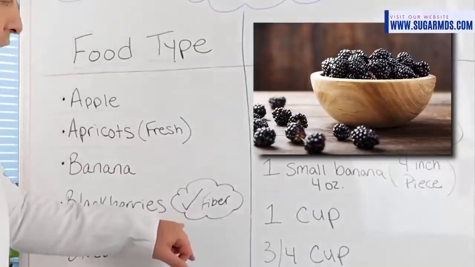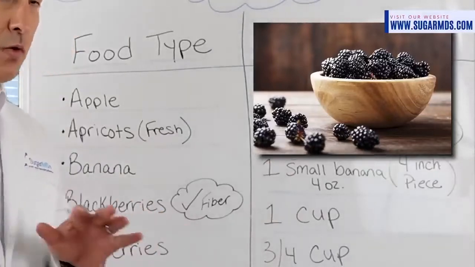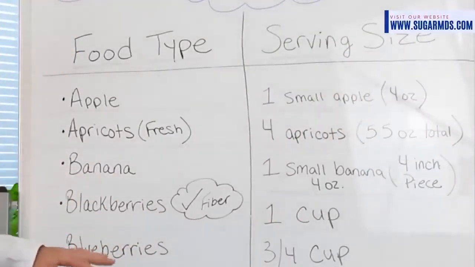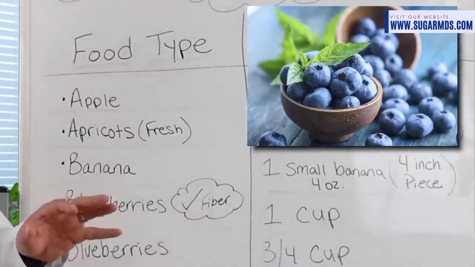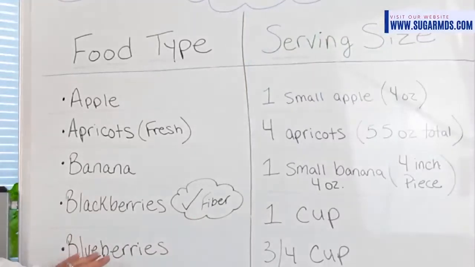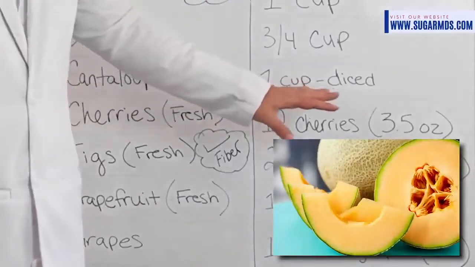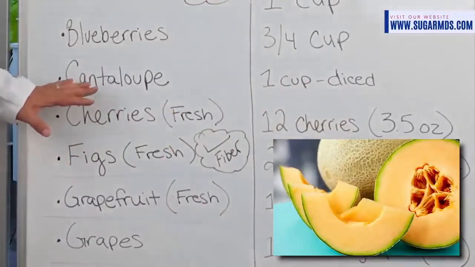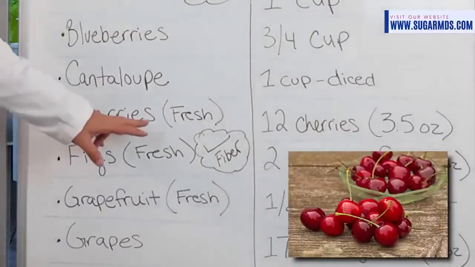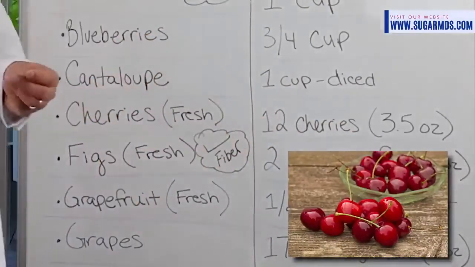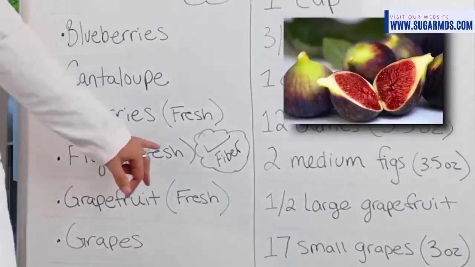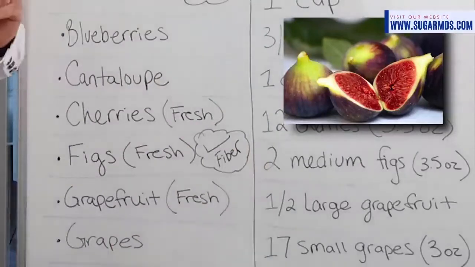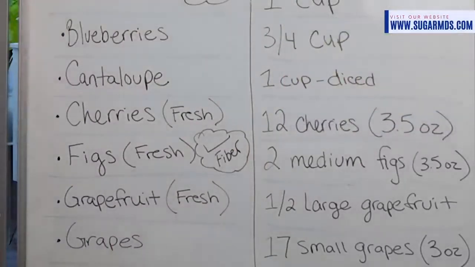So the blackberries are full of fiber, so you can have the full cup of blackberries, and then 3/4 cup of blueberries as well. These are great because they're high in fiber, low in glycemic index, and they're great fruits. The cantaloupe is 1 cup diced. Again, 1 cup is 15 grams. The cherries, if you're having 12 normal size cherries, will be around 15 grams as well. The figs are great because they're high in fiber. If you're having 2 medium-sized figs, you're getting your 15 grams from that.